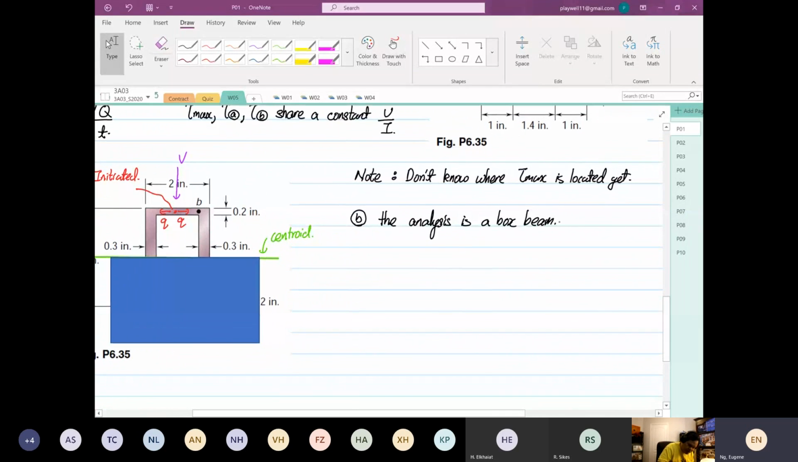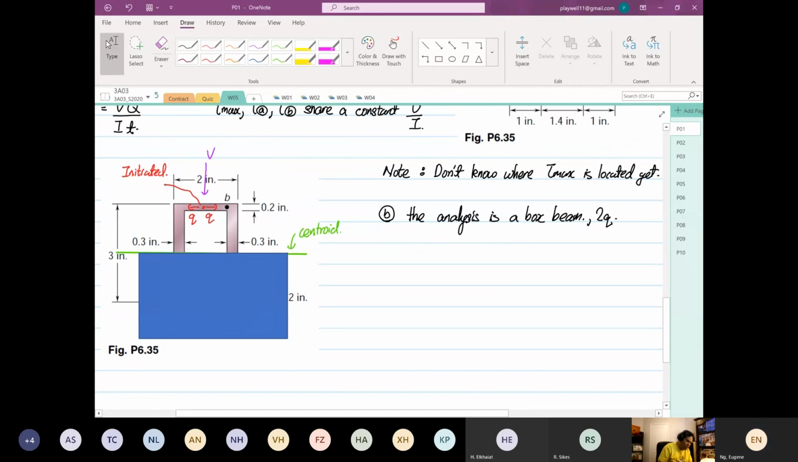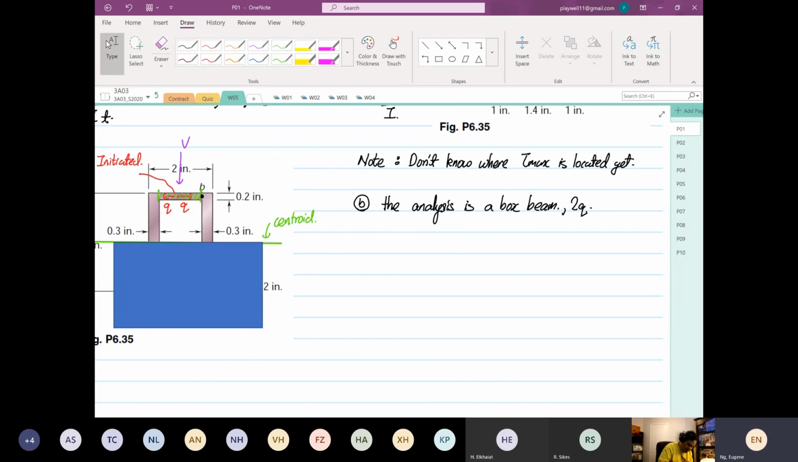So therefore, you have to consider what? You have to consider it to be 2Q. And because it's a box beam, for the area of analysis, you have to cover this area. Okay, you have to cover that area. So we're going to find the Q for point B, right?